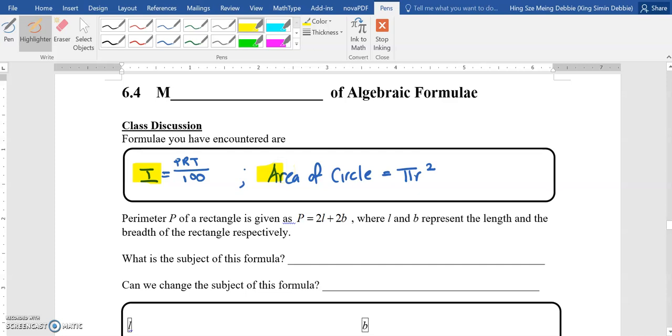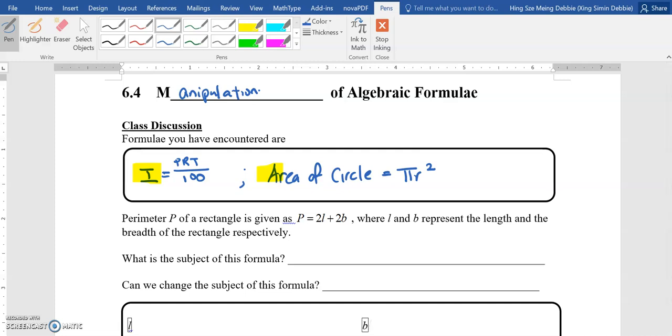So today we're going to learn manipulation of formulas to see how we can, besides making, for example, A the subject, make R the subject of the formula. Let's start off with manipulation of algebraic formulas. Say, for example, the formula for perimeter.